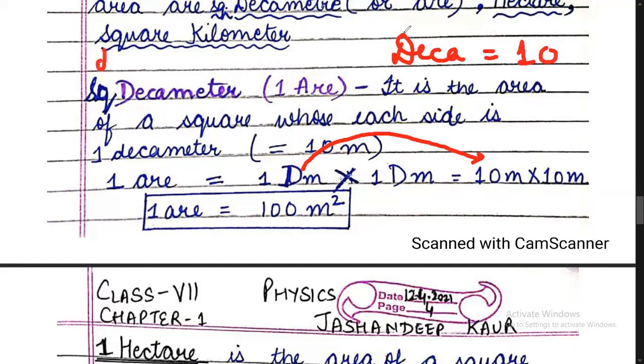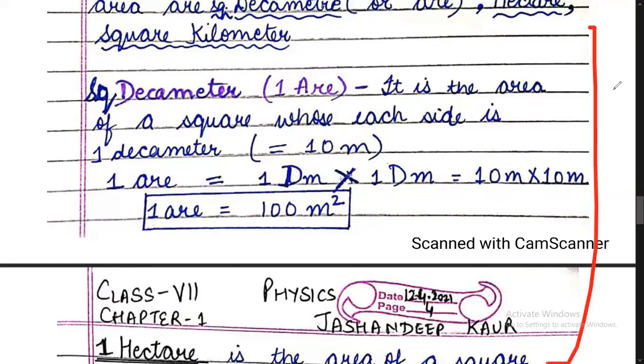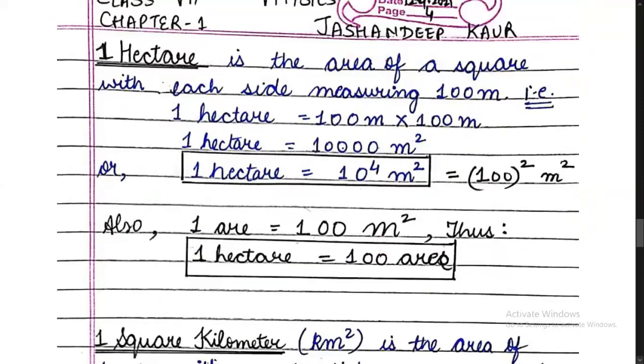For example, we studied decade. Decade means 10 years. So a factor of 10 is referred to as deca. So 1 are is 100 meter square. Now coming to 1 hectare. 1 hectare is the area of a square with each side measuring 100 meter.